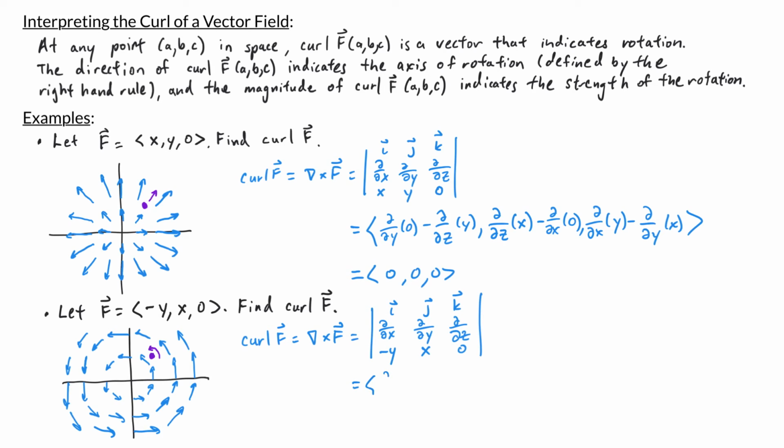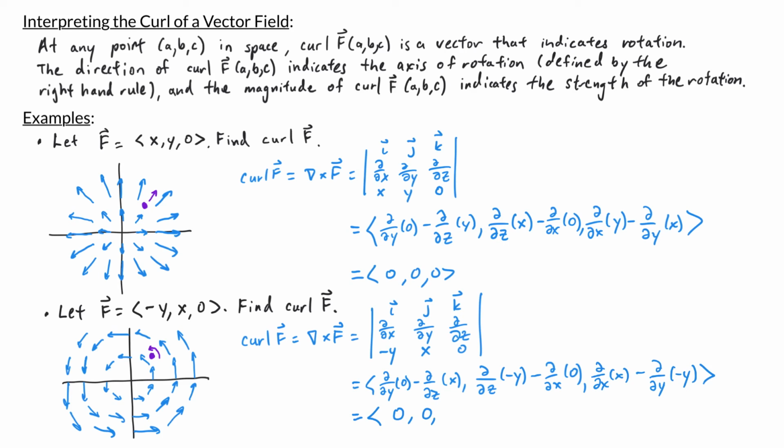So in the first component, I have the partial derivative of 0 with respect to y minus the partial derivative of x with respect to z. In my second component, I have the partial derivative of minus y with respect to z minus the partial derivative of 0 with respect to x. And then in my last component, I have the partial derivative of x with respect to x minus the partial derivative of negative y with respect to y. So in the first two components, all of the partial derivatives are 0, so I have 0 for the first component, 0 for the second component.